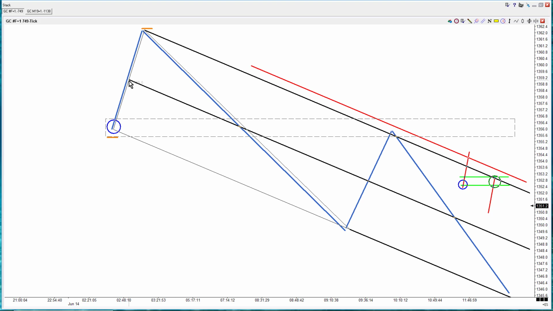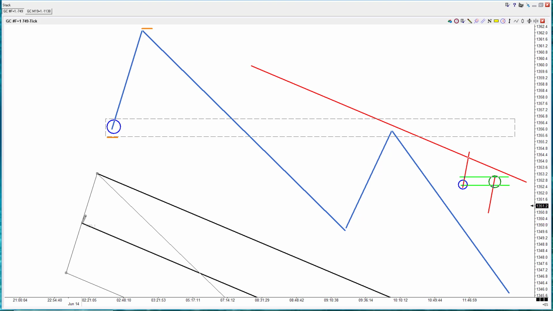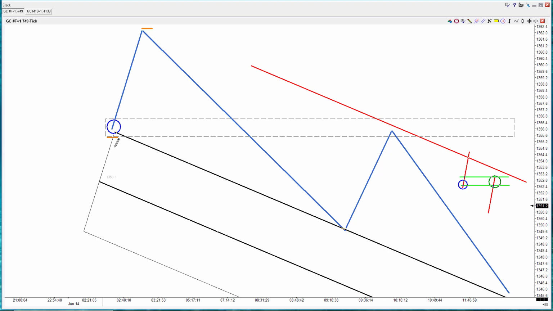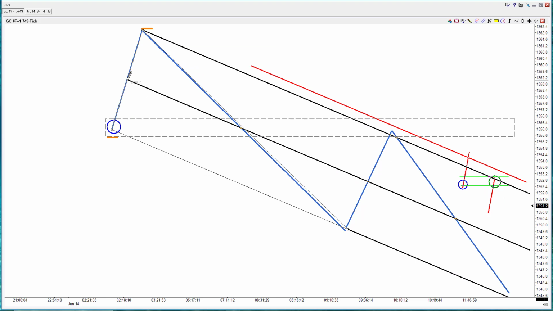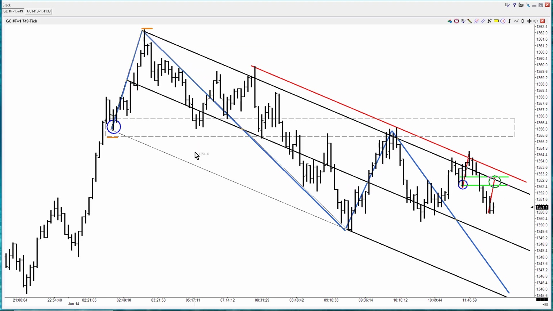So, minus the tool, we're just looking at swings. And then we're using the same idea here, except we're using a little swing to think about doing an entry. All there is to it.